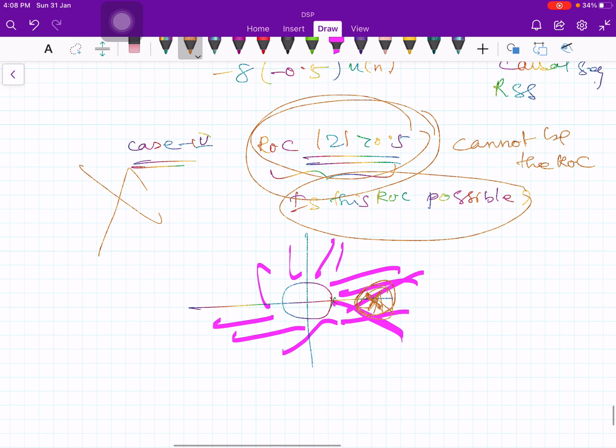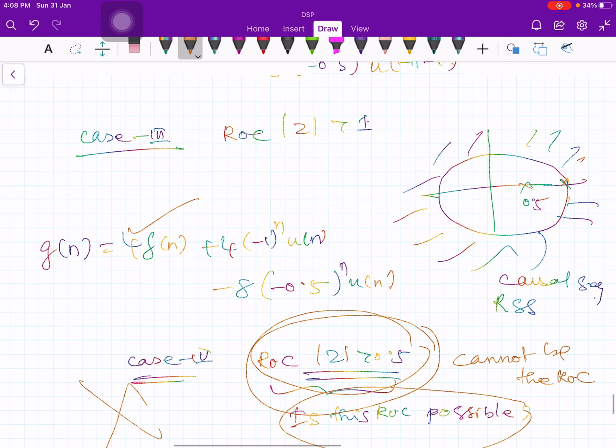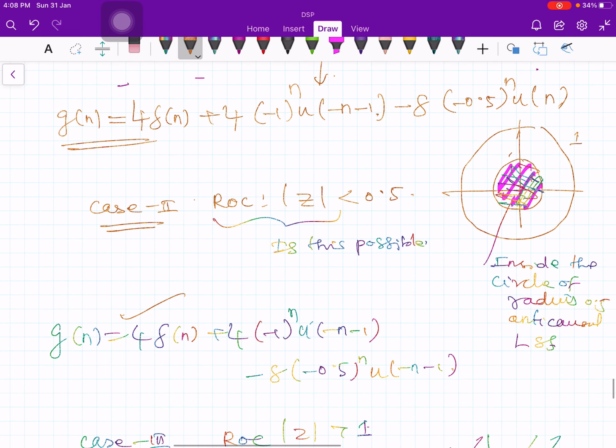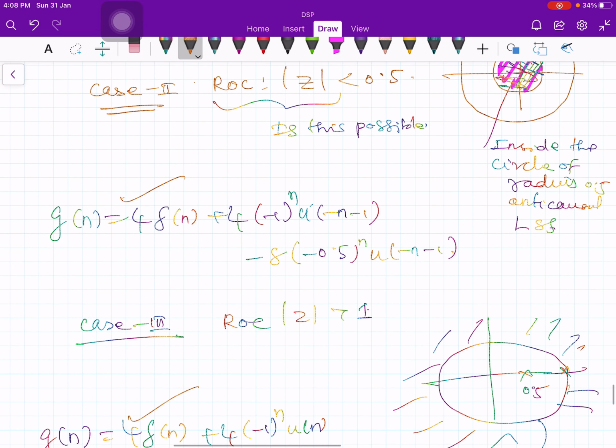Okay, the poles are at -0.5 and -1. So the ROC can be outside this circle and inside this inner circle, that is, an annular region. So we have exhausted all the possibilities. Therefore, the fourth possibility will not be valid. Therefore, there are three answers. If the ROC is not given, then this is one correct answer, this is also one correct answer, and this is another correct answer.